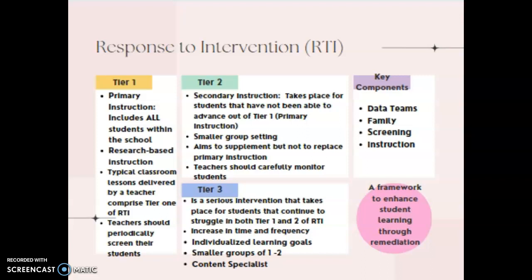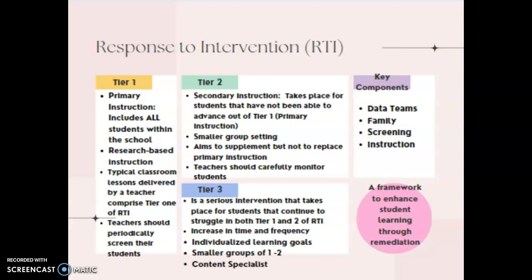Key components of response to intervention are data teams. RTI schools need to create diverse data teams to evaluate and analyze all the data. Family. Family is so important to the academic success of students and should be involved every step of the way.